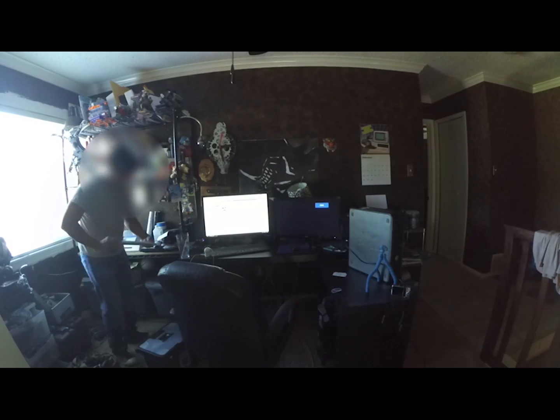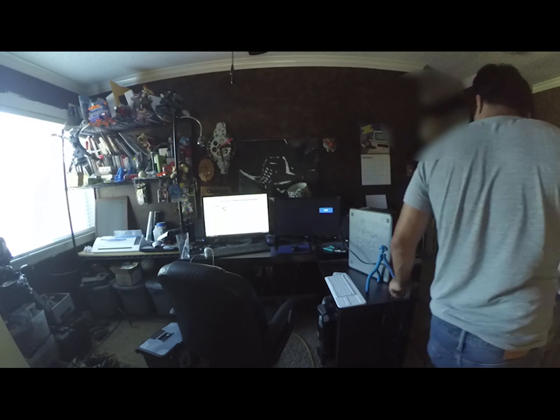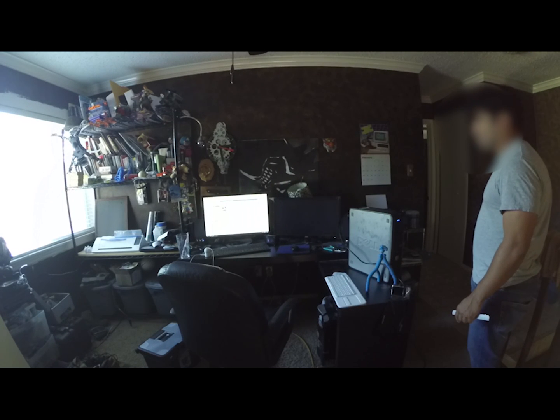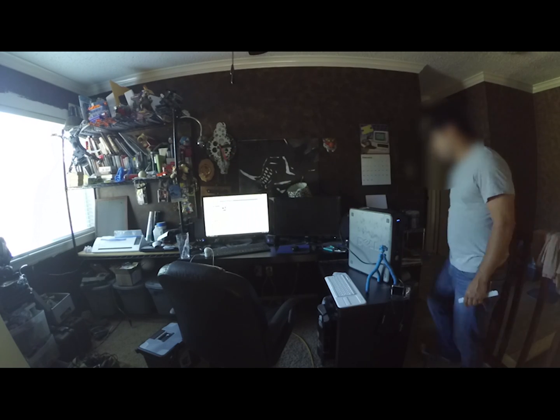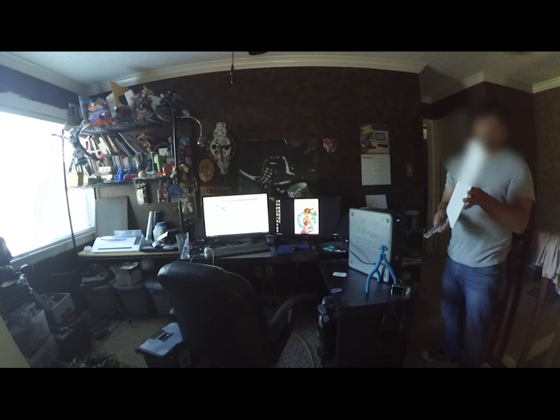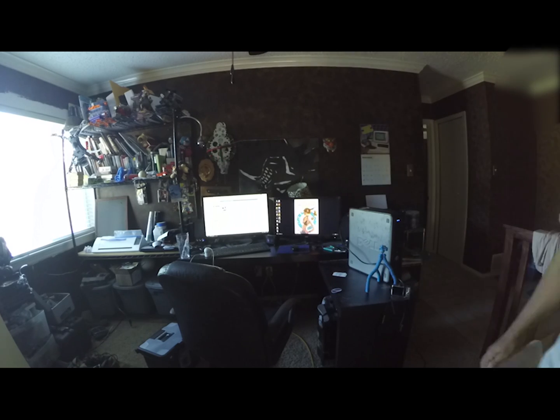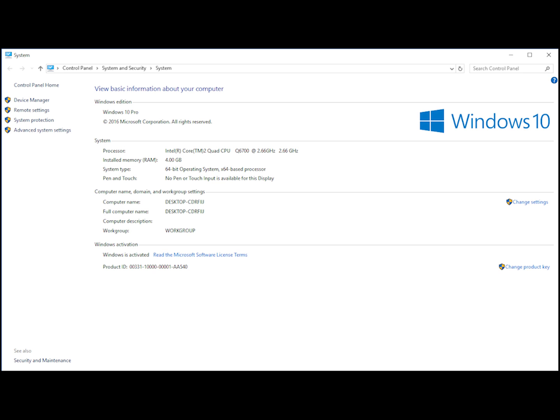The old home office. Props to anybody who can guess what that painting is in the background. The specs to prove that it's a quad core with 4 gigs of RAM.